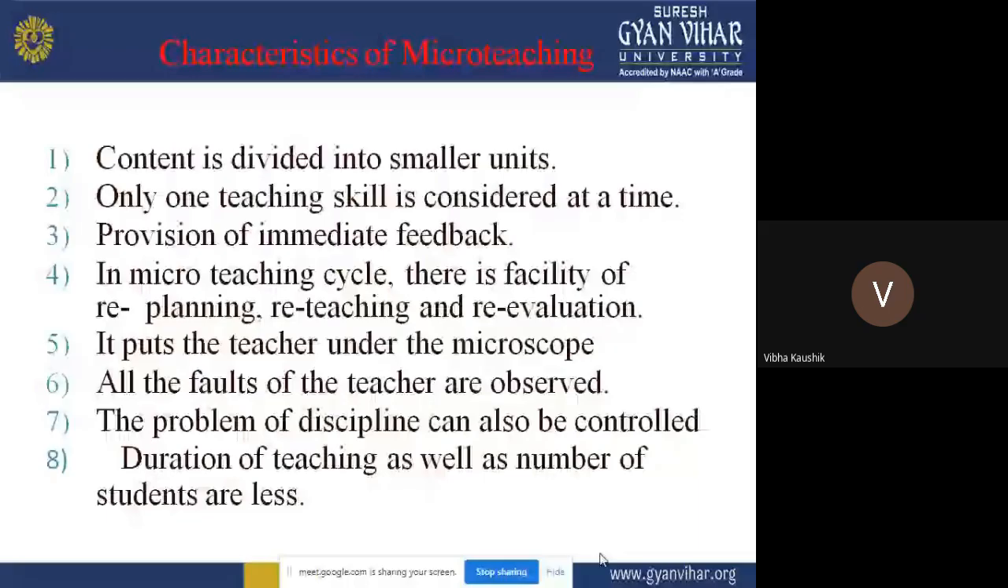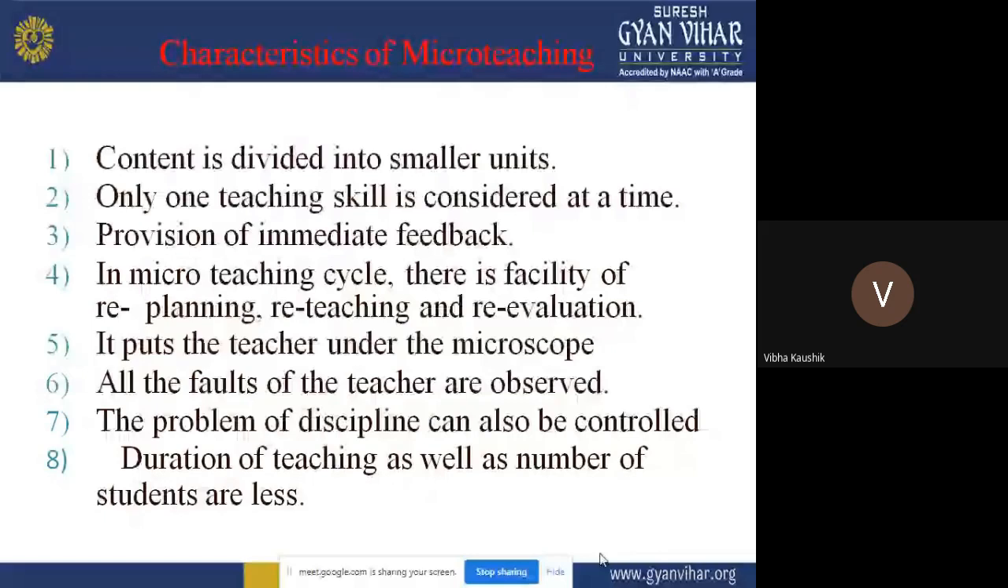Now, characteristics of micro teaching. Content is divided into small units. When the content is divided into small units or parts, only one teaching skill is considered at a time. Means focus is only on one teaching skill at a particular time. Provision of immediate feedback means immediate feedback is given. In the micro teaching cycle, there is a facility of replanning. Means in micro teaching we can replan, reteach, and re-evaluate the presentation or content.